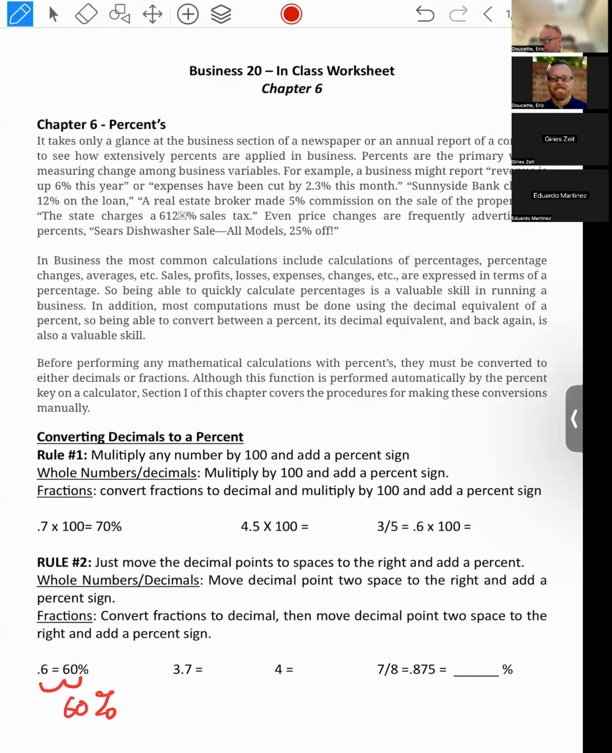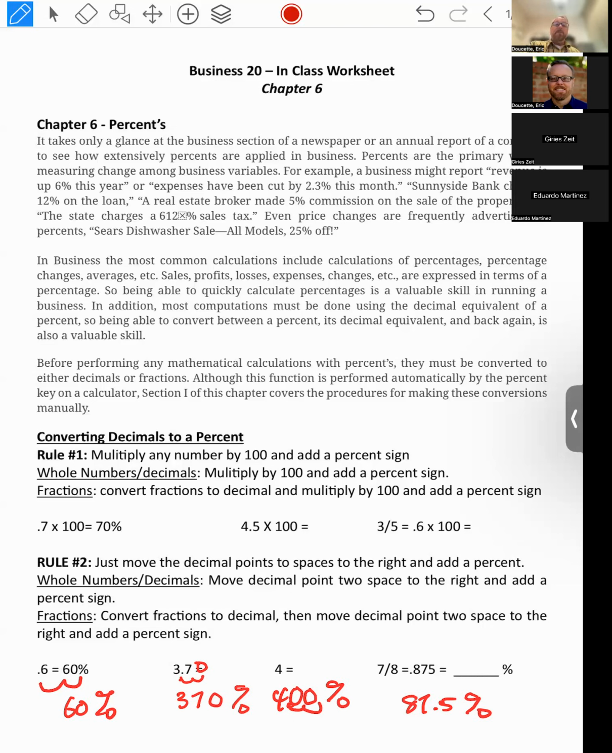If you take the next one, 3.7, so 370. So I moved my decimal point over, added a 0, and that gave me 370%. Same thing here. If it's 4, I move it over 2 spaces and add 2 zeros, 400%. So that's pretty much the easiest way to do it. 0.875 basically becomes 87.5%. So it's simply just moving that decimal point 2 spaces to the right and adding the percent sign. That's the easiest way to do it.